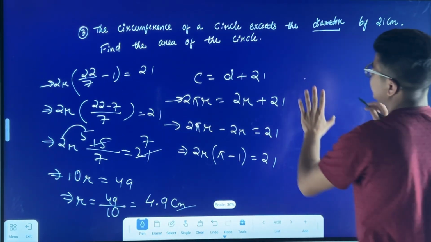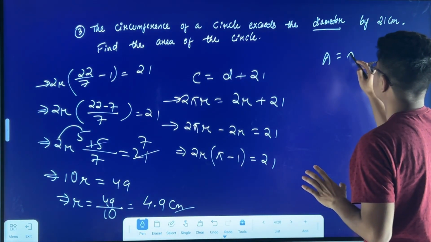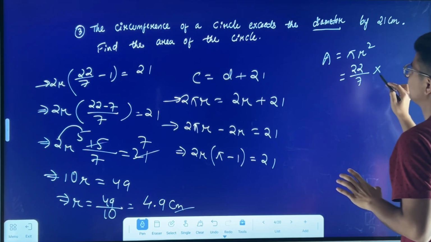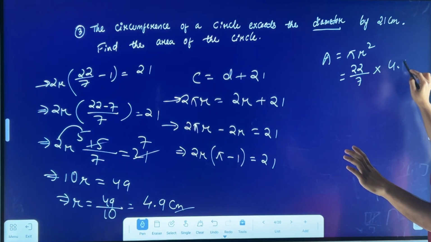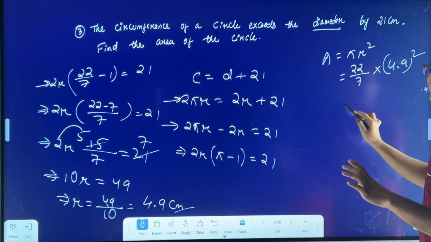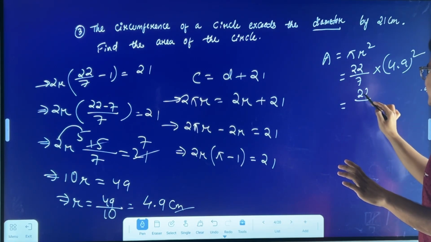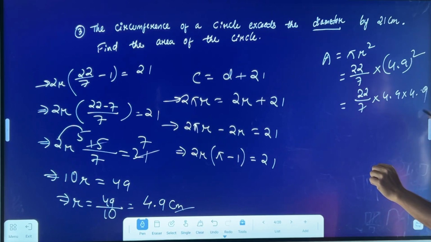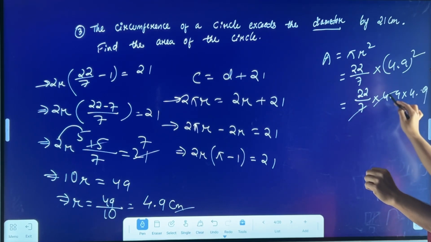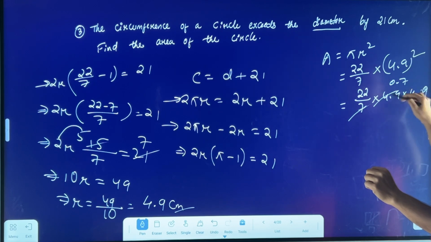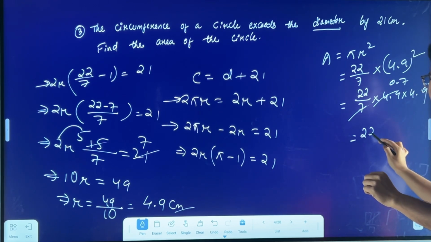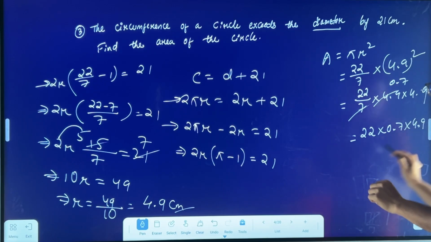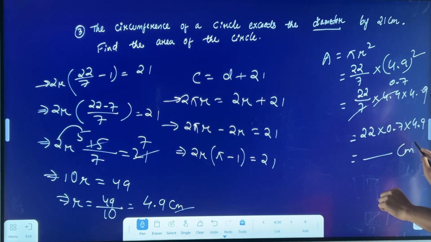Now can you find area of the circle? Area of the circle equals pi r square. Pi is 22 by 7 into r, 4.9, whole square. Clear? So 22 by 7 into 4.9 into 4.9. So 7 into 0.7 is 4.9. And just multiply 22 into 0.7 into 4.9. Then this will be your area.